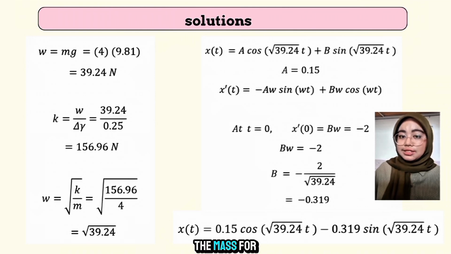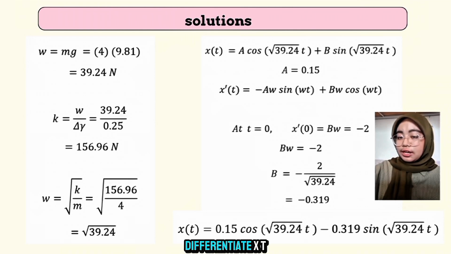Now, to find the angular frequency omega, we use the formula omega equal to square root of k over m, where m is the mass, 4 kg. So omega is equal to square root of 156.96 divided by 4, so equal to square root of 39.24. Next, this is an undamped free vibration system. So the general solution is x(t) equal to a cos square root 39.24t plus b sin square root 39.24t. The block is pulled down 0.15 meter from the equilibrium at t equal to 0. So x(0) is equal to 0.15, so a is equal to 0.15.